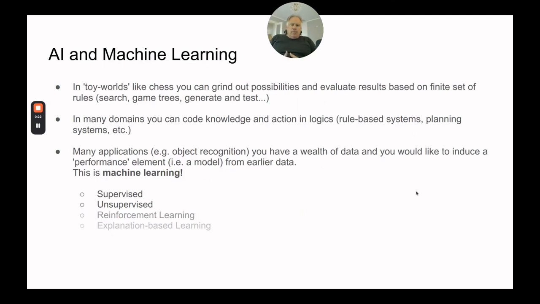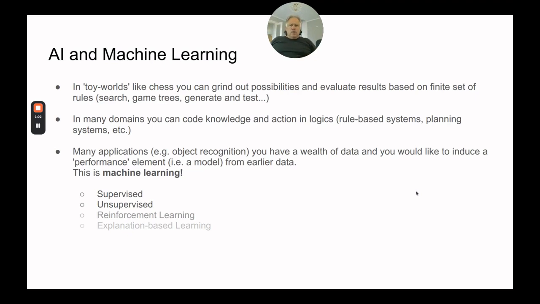So a lot of times in AI, what we can do is look at toy worlds. Historically, there was the blocks world, or games like Connect Four or Tic Tac Toe, and then in game playing that became something like checkers, then chess, and then finally Go actually got attacked. Go is an interesting case that we'll talk about later. But anyways, these are simple little worlds where you can grind out all the possibilities and evaluate results based on a finite set of rules, like the rules of the game.